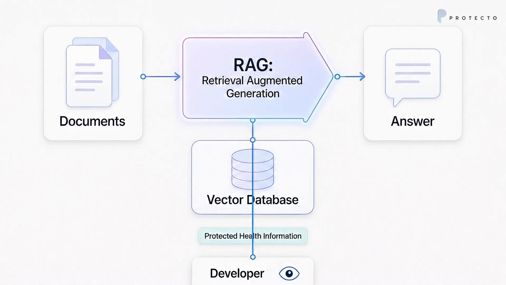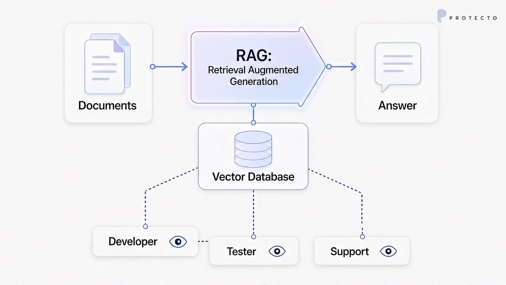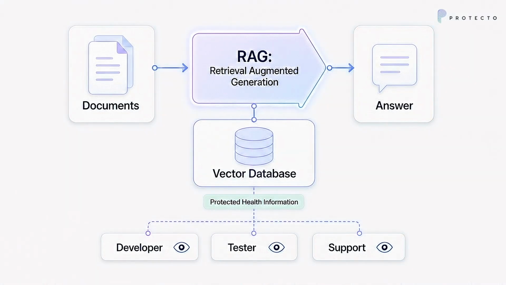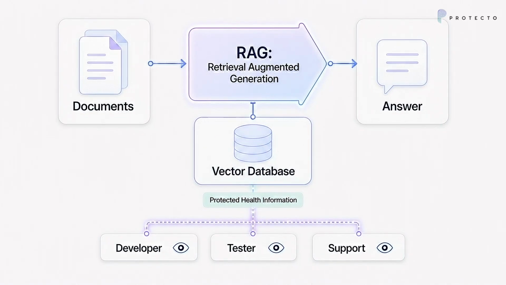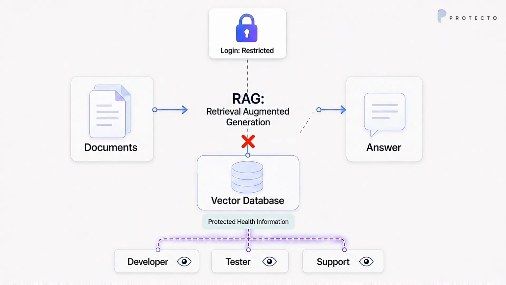Developers still see the real patient record while they debug a bad answer. Testers see it while they run a new prompt. Support sees it while they work a ticket. I'll show you exactly where a patient's name leaks into a healthcare RAG pipeline, why login restrictions never reach that leak, and the architecture that lets the same pipeline run without a real name ever touching the model.